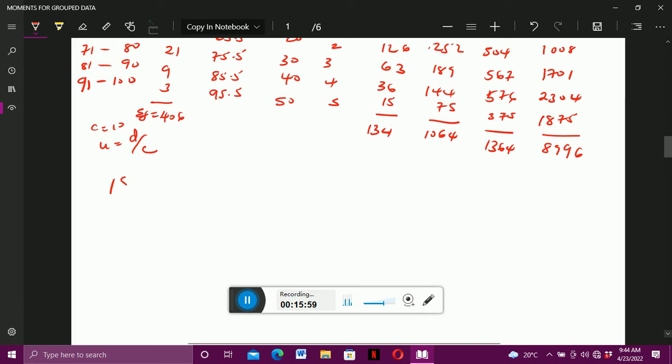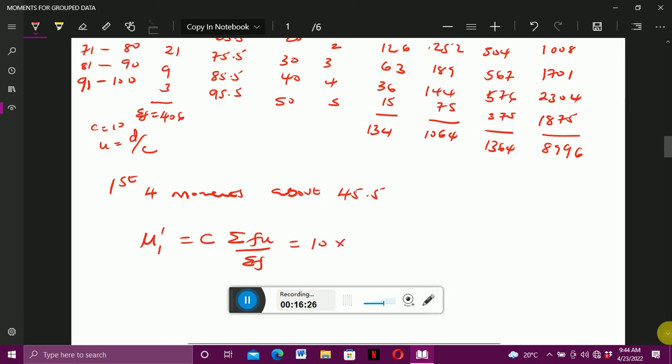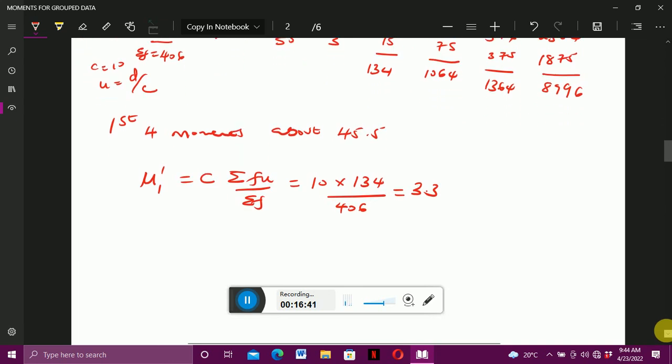Now, as we said, usually we use the moments about a point to get the moments about the mean. So we first of all get the first 4 moments about 45.5. The first moment about 45.5 will be C times sum of fu over sum of f. Remember, C is 10. Sum of fu is what we got here, 134. We divide by the sum of frequencies, which is 406. Using your calculator, you get 3.3.